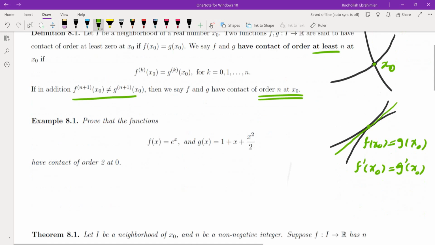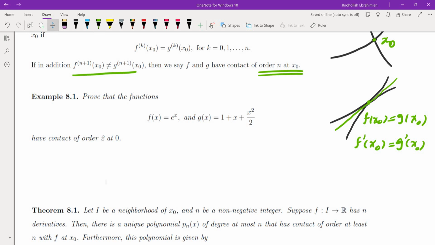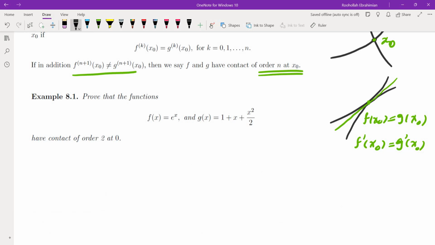Okay, here is an example. We're going to go over this one, and then we will do a very important theorem. Prove that the functions e to the x and 1 plus x plus x squared over 2, which is a polynomial, have contact of order 2 at 0. What I need to do is evaluate f prime of x and f double prime of x, and show that at 0 these are the same as g prime of x and g double prime of x, and that for the next one, they are not the same.